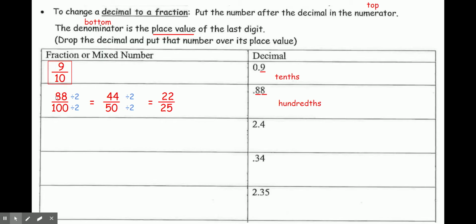Some of you are thinking, well, you could have saved time by dividing both the top and bottom by 4 and gotten the right answer. And you're correct. I did it kind of the long way. So 22 over 25 is our correct answer.